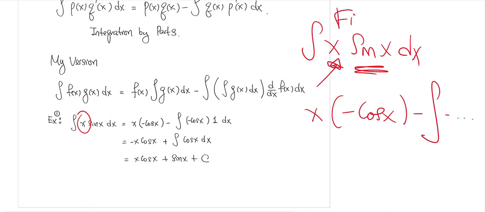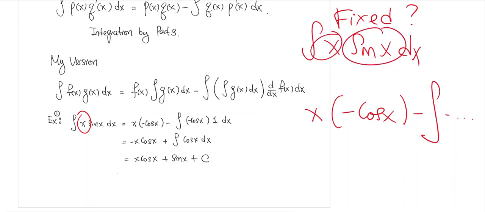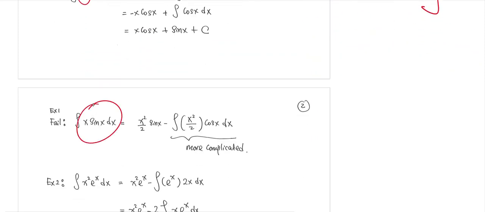How do you know this is the one that you fix? Let's try and see what happens if you don't fix x, but you fix sine of x, because you do have that choice. You have two functions, and you have to fix one of them. How will you know x is the one that you should fix and not sine x? Okay, let's see what happens if you try to fix sine x and repeat the process.